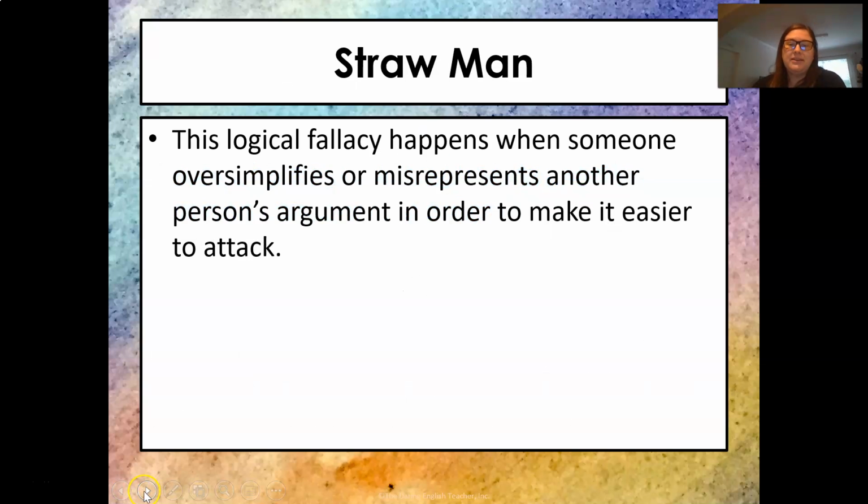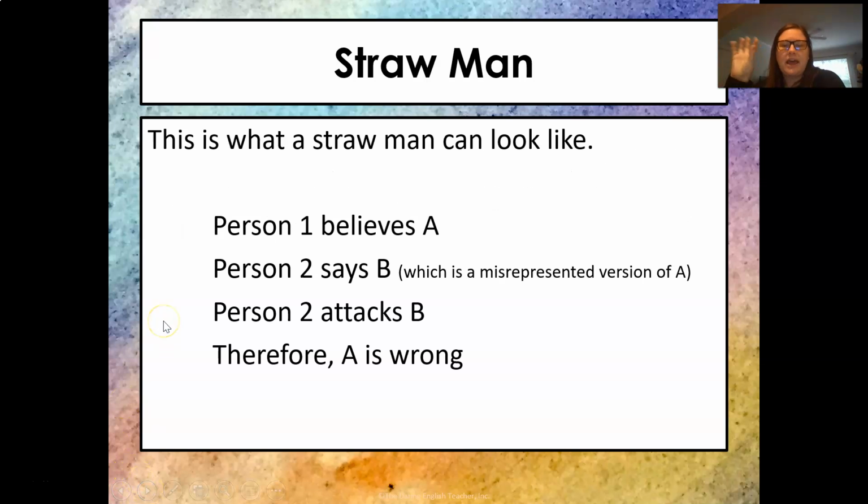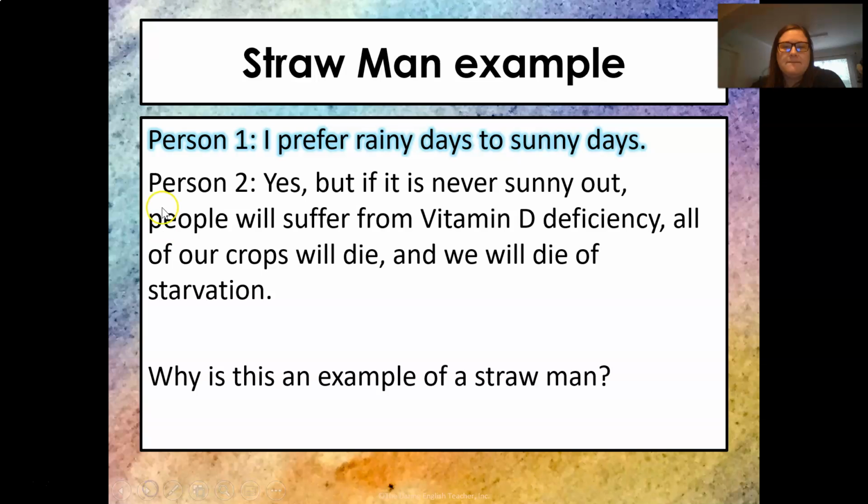And finally, straw man. And we saw straw man in the video on Monday also. Straw man is when somebody changes the argument slightly or misrepresents it so that they can make it easier to attack. So let's say that I believe A, and then somebody says B, trying to make it sound like what I said, and then they attack B. So here's what that looks like. I prefer rainy days to sunny days. Person 2 would say, yes, but if it's never sunny out, people will die from vitamin D deficiency, all of our crops will die, and we will die of starvation.